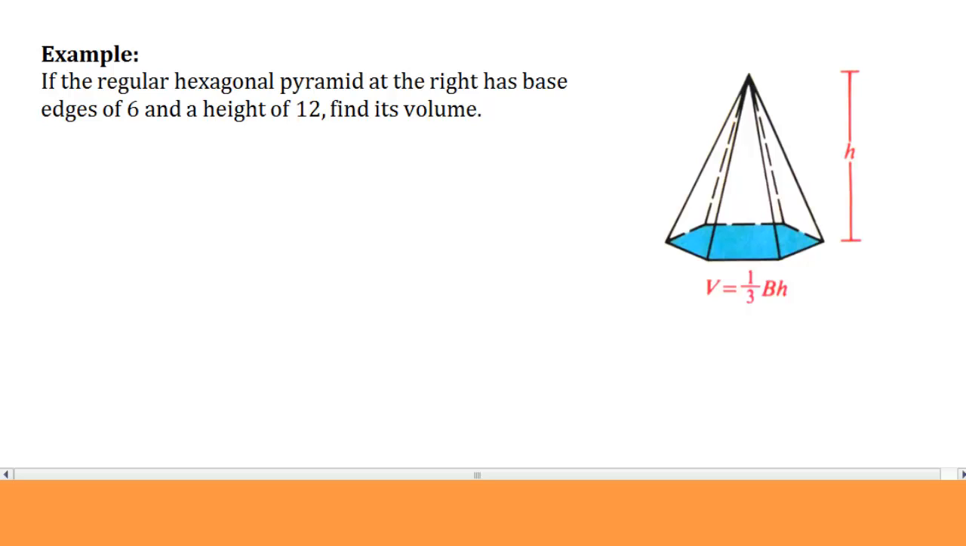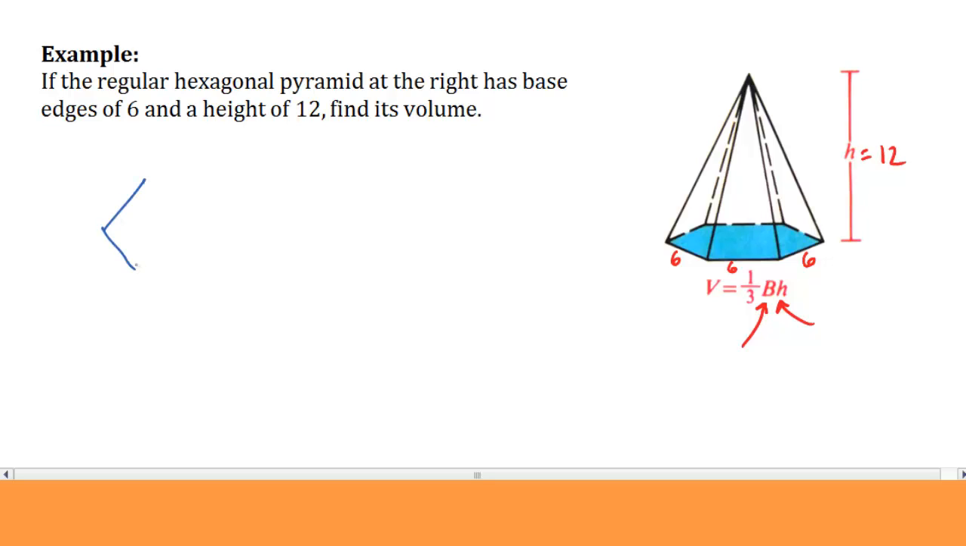That means the base is a hexagon, a 6-sided polygon, and we know it's a regular one, so all the sides are equal. It has base edges of 6, so each of those base edges is 6, and a height of 12. H is 12. Let's find its volume. So we know H is 12. We need to find the area of the base, and then we'll multiply those and take 1/3 of it. So let's find the area of the base.